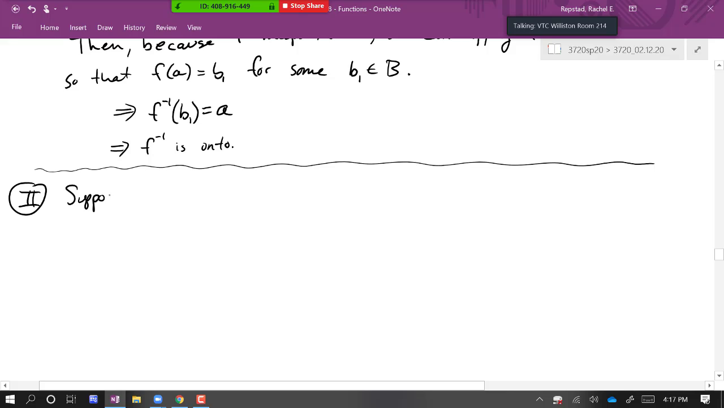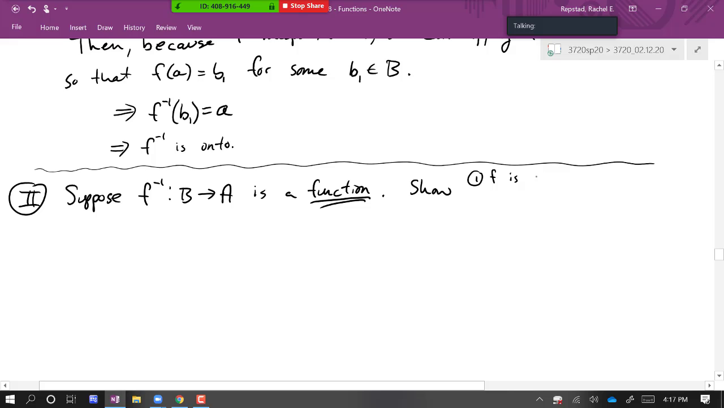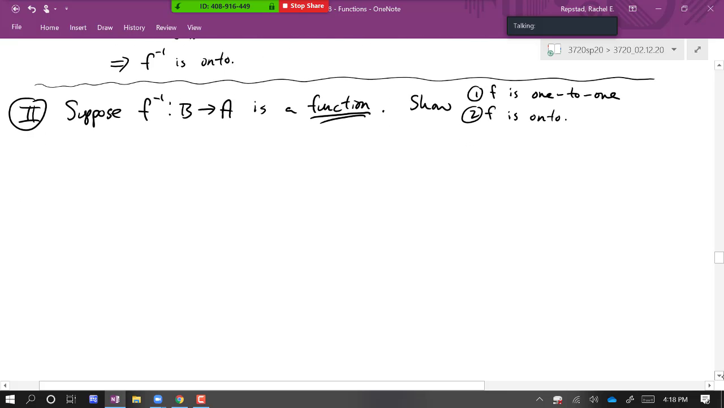Let's suppose that F inverse from B to A is a function. We're going to show two things. One, we're going to show that the function F is one-to-one, and that the function F is onto. So let's start with the first part. Show that F is one-to-one.